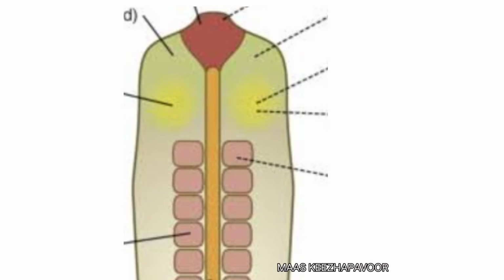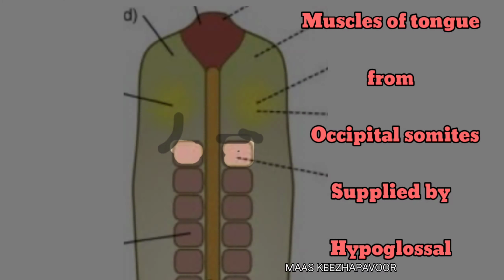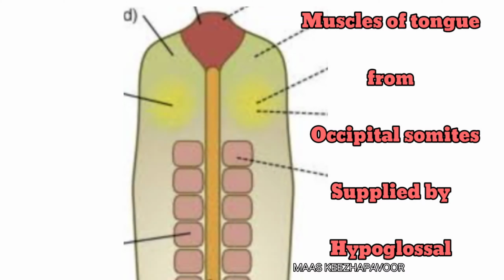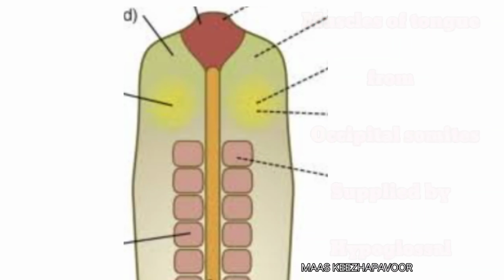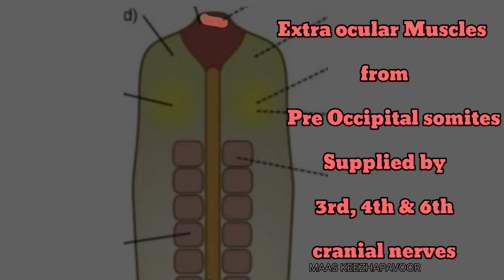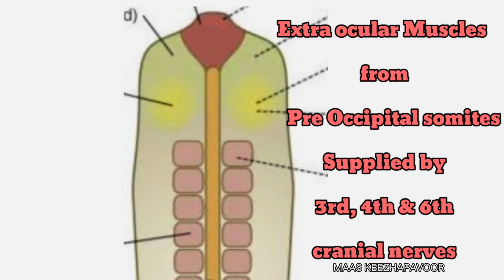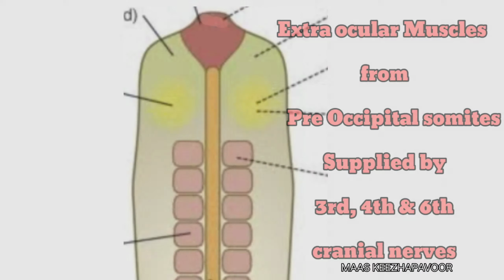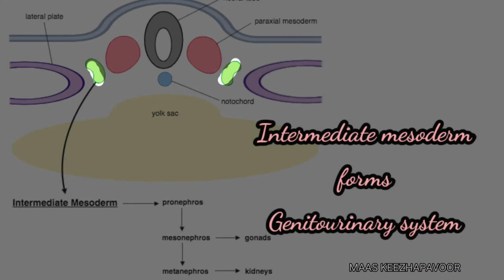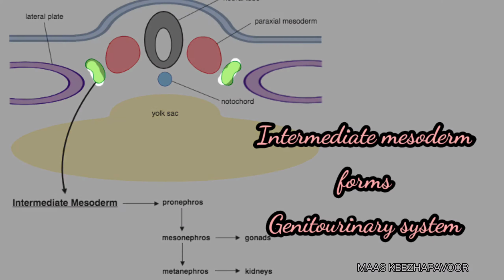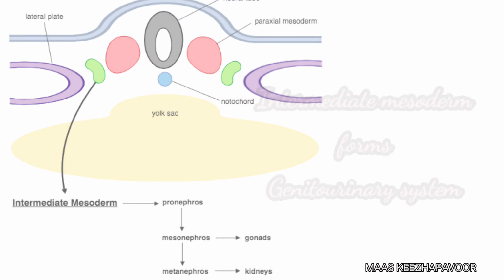Remember, the muscles of tongue developed from occipital somites and supplied by hypoglossal nerve. The extraocular muscles developed from pre-occipital somites and supplied by third, fourth, and sixth cranial nerves. The intermediate mesoderm forms genitourinary system.